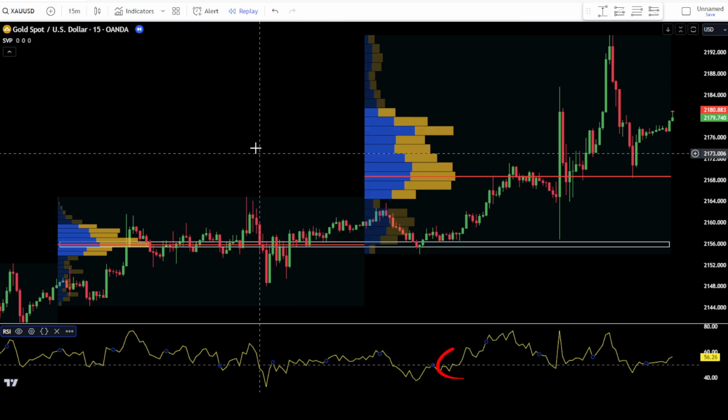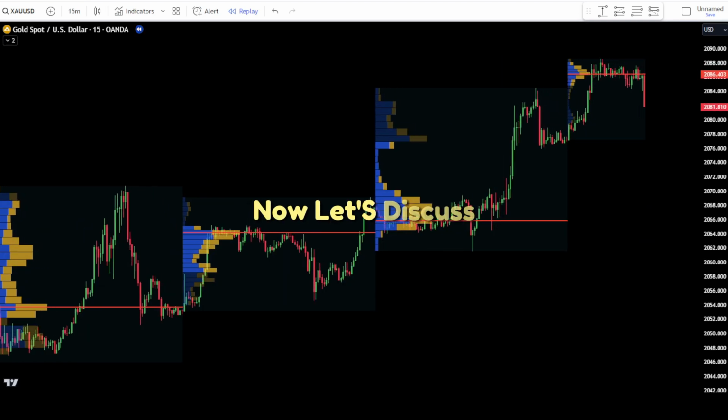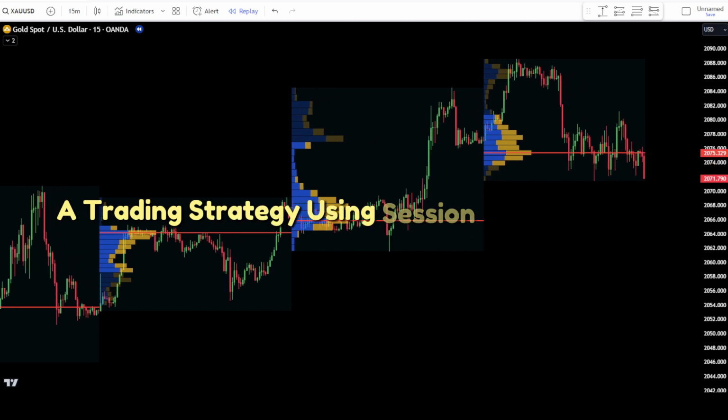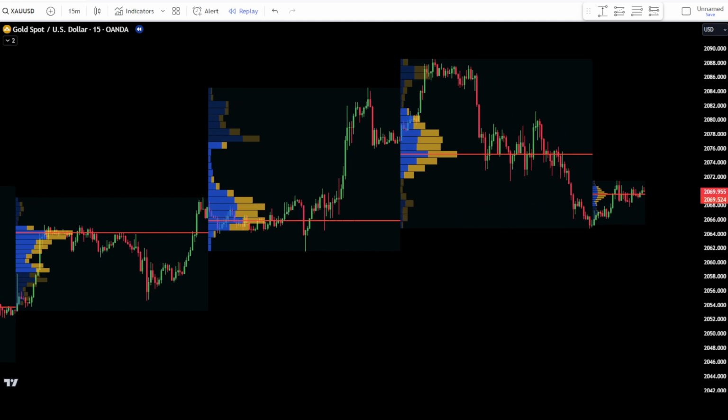When the RSI signal line crosses the 50 level upwards, it indicates a buy signal. Conversely, if the RSI crosses the 50 level downwards, it indicates a sell signal. Now let's discuss the first method for using this trading strategy: trading strategy using session volume profile and RSI or relative strength index.